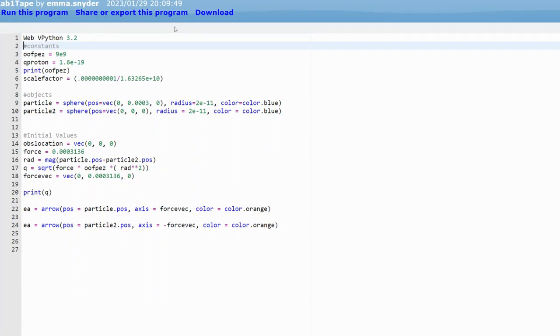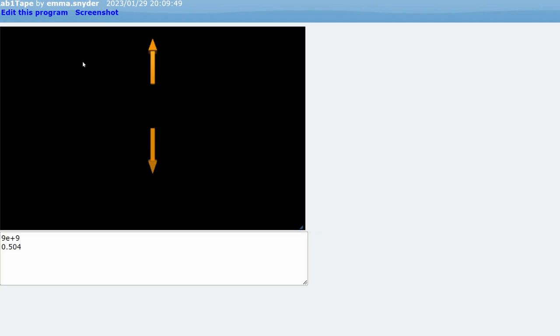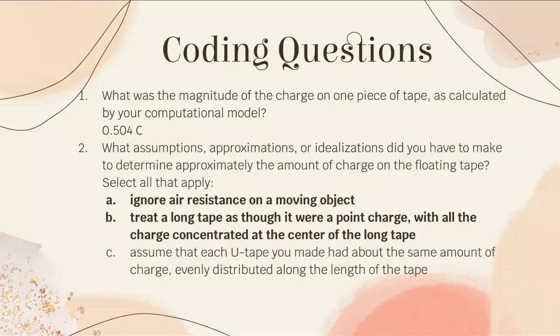It's pretty simple, but these are the constants, these are the objects that represent the two point particles of the tape. And then here is where I calculated the charge on them using the force and the position from the initial experiments. And then here I plotted the arrows to show you how the electric force is acting on each one. And right here are the number of coulombs. As I said before, the magnitude of the charge on one piece of tape was 0.504 coulombs.